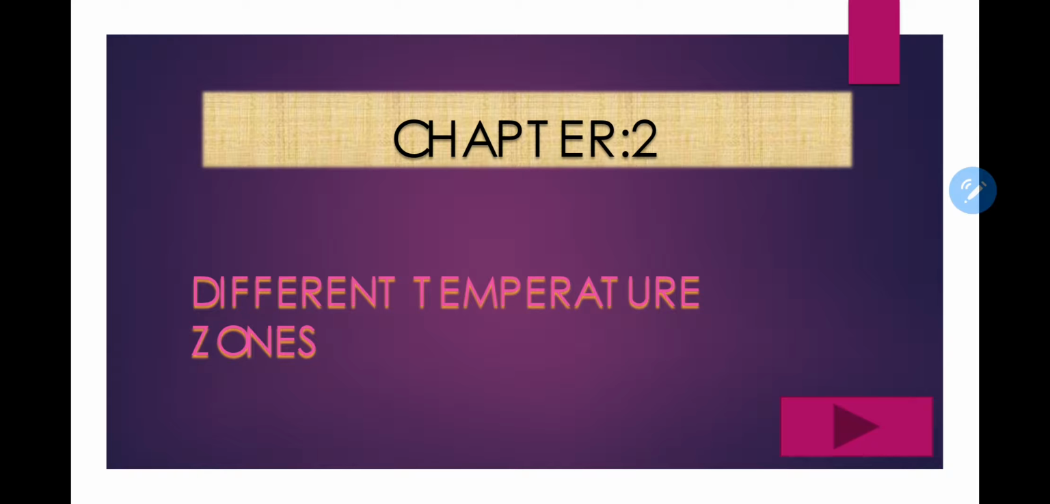Students, in a previous session we have learned about factors affecting climate, right? And they are altitude, latitude or distance from the equator, distance from the sea like sea breeze and land breeze, humidity and wind. Now in this session we are going to learn about different temperature zones of the world.